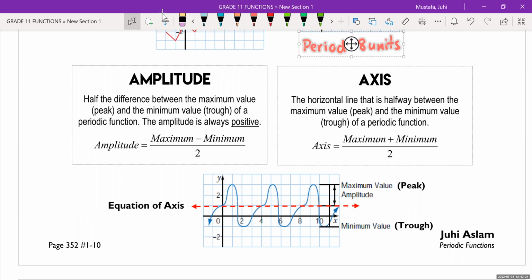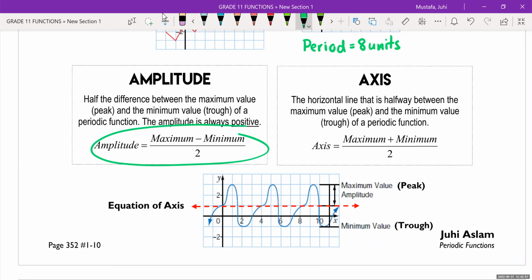Now, because this is a periodic function, it will always have a maximum and a minimum, right? Because it has to have a repeating pattern. So what you do is you identify the maximum value, you identify the minimum value, you figure out what the halfway point is, and that distance from the halfway point to the maximum or minimum is known as the amplitude. There is an actual equation for it, and it would just be your maximum value minus your minimum value divided by 2.